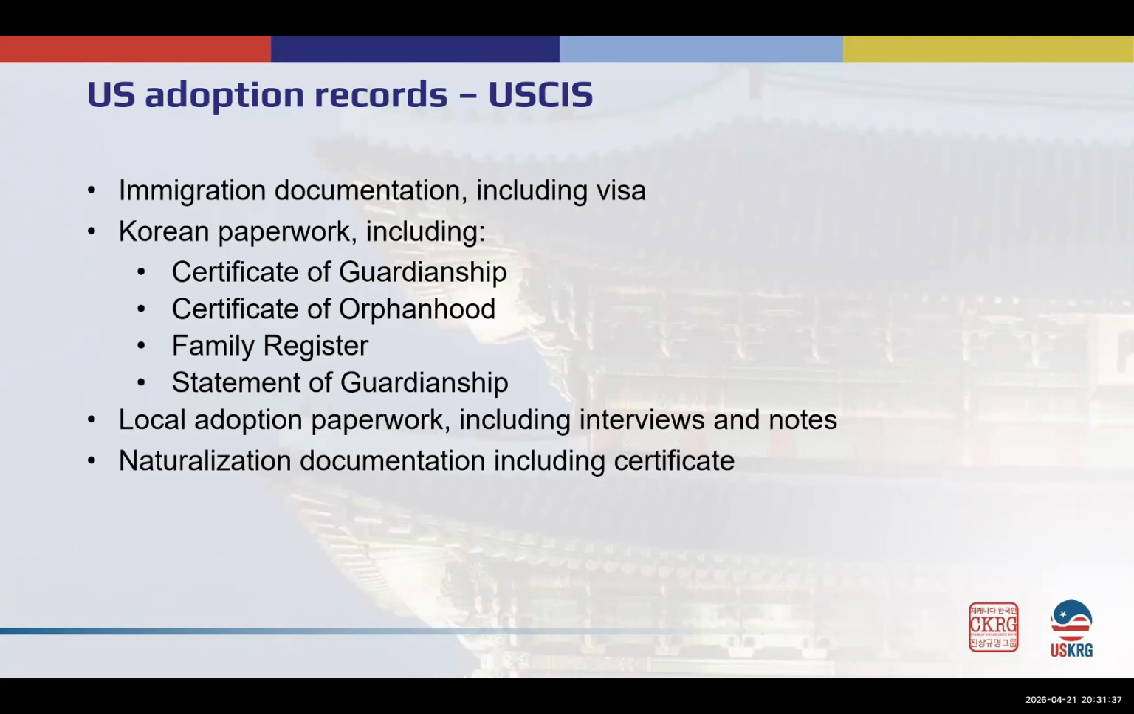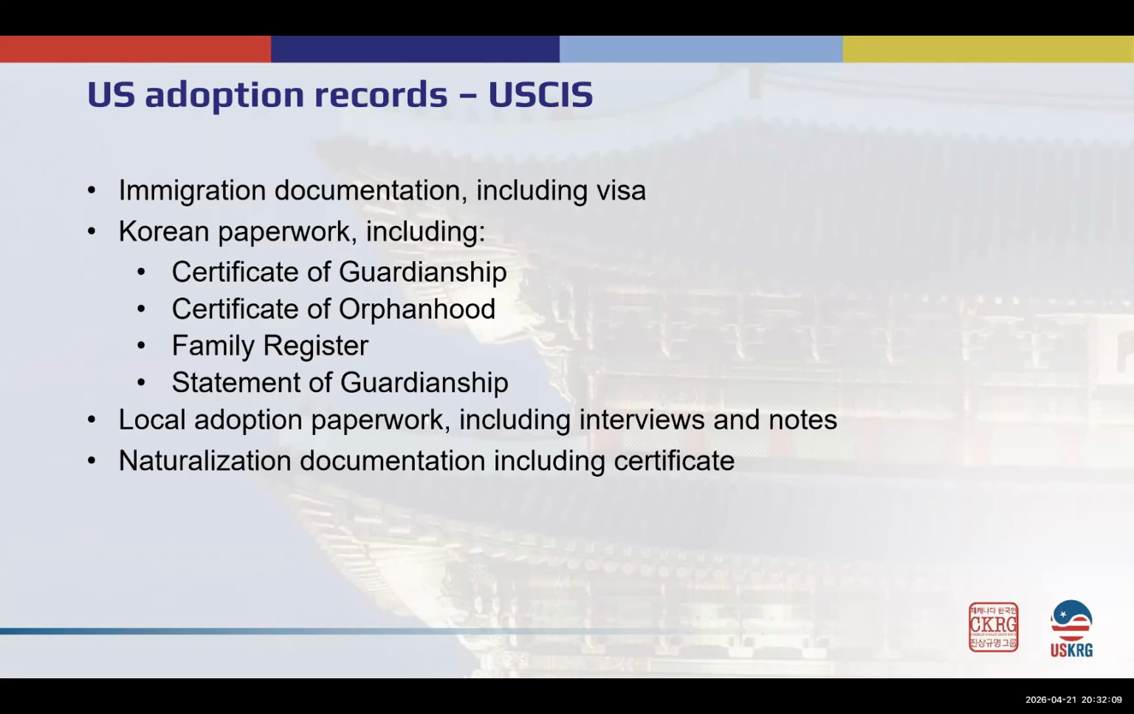The certificate of orphanhood is for if you were abandoned, and then there's a family register, which is called a hojuk. And unfortunately, there were two hojuks most Korean adoptees had. One was their original hojuk, which had all their information, and then there was what's called the orphan hojuk, which was created to facilitate your adoption overseas.